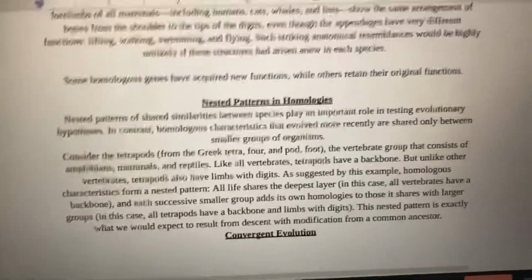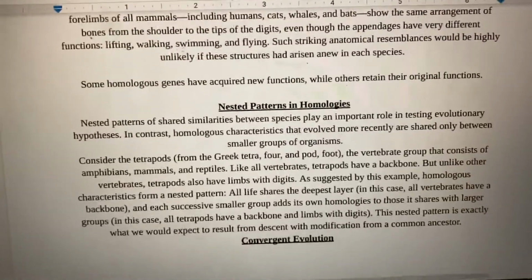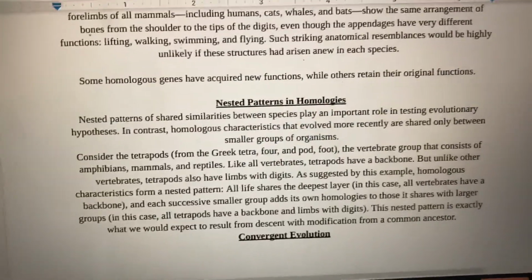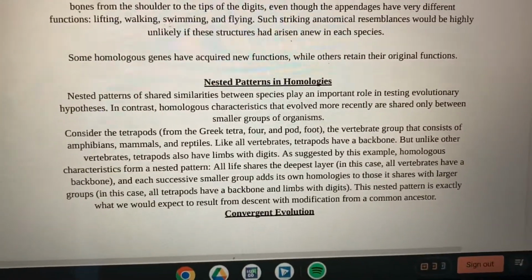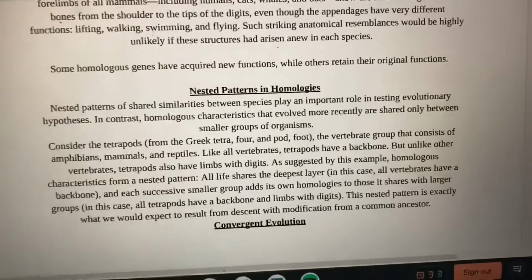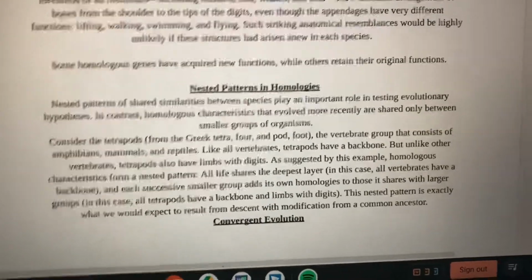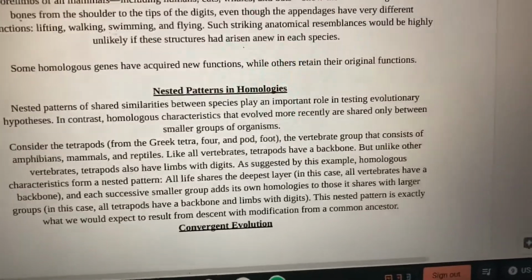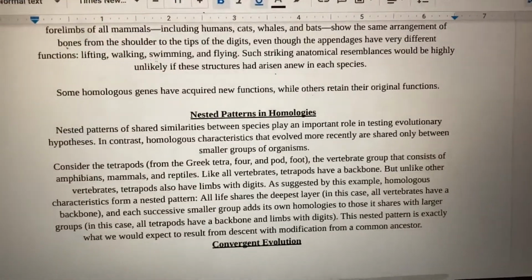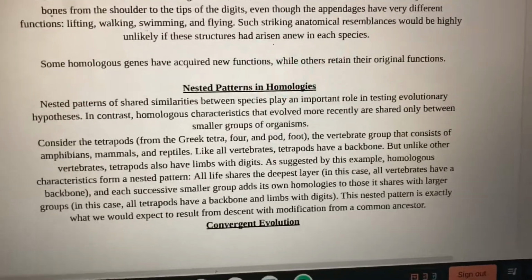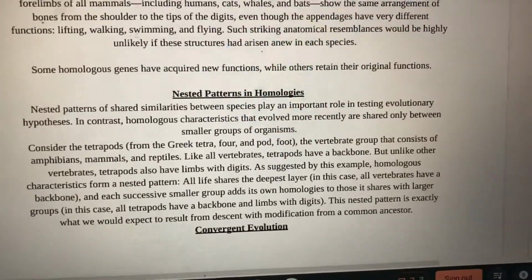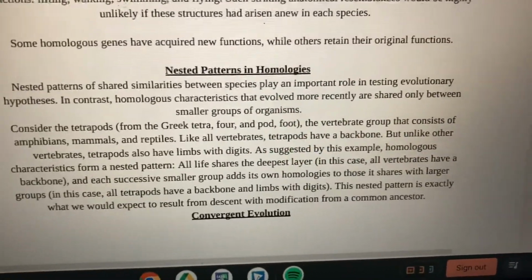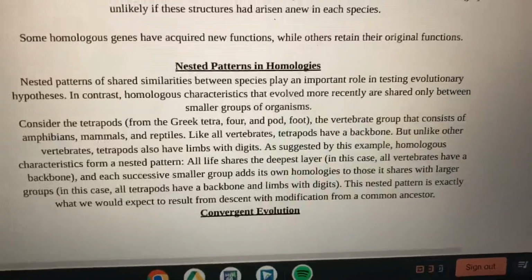Nested patterns and homologies. Nested patterns are shared similarities between species, and they play an important role in testing different hypotheses. An example of this would be tetrapods. They all have backbones because they're all vertebrates, right? And unlike other vertebrates, tetrapods also have a limb with digits. So this forms a nested pattern. They all share some features. All vertebrates have a backbone, so that's the shared feature of the larger group.